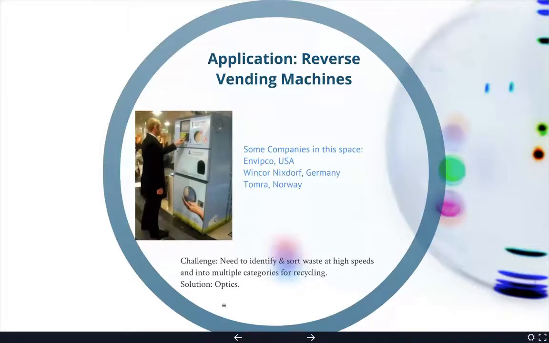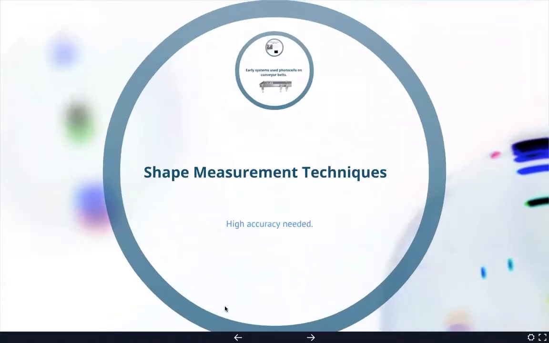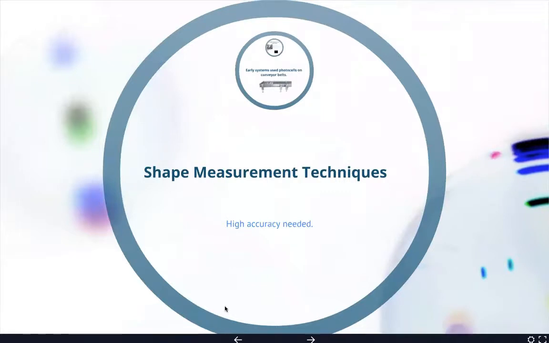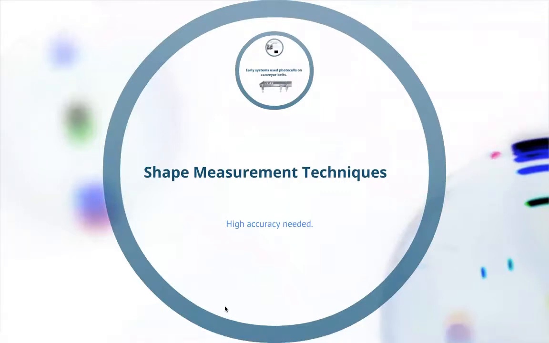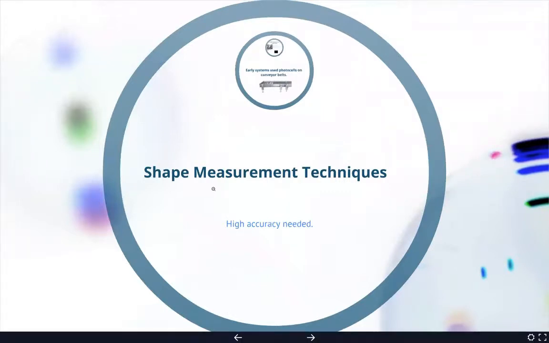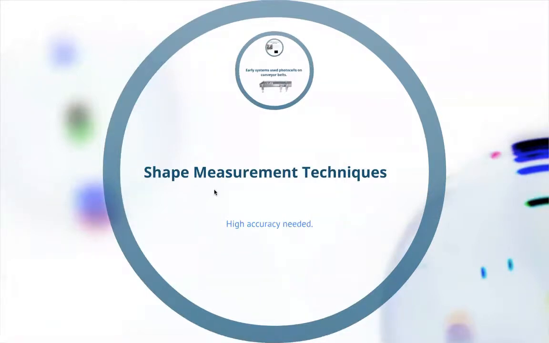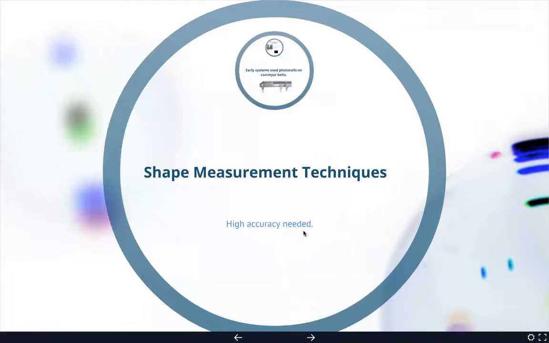And the solution is optics, and we'll talk about a few different solutions here, starting with the simplest one, which is shape measurement techniques. This is quite simple. We need to distinguish between a cylindrical can versus a soda bottle, for instance, right? They're different shapes. So if there was a way you could measure the shape, you could very easily distinguish them. Unfortunately, of course, you need very high accuracy.